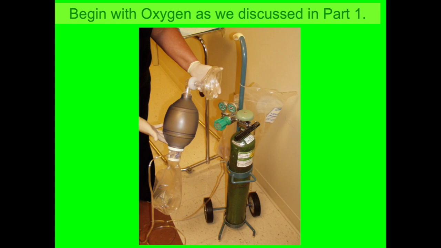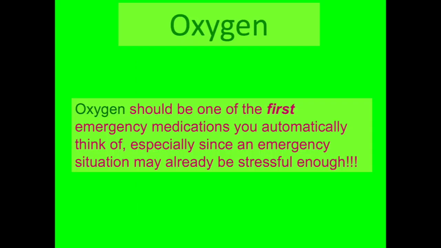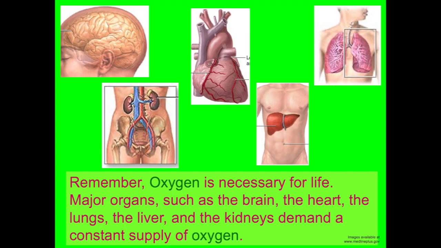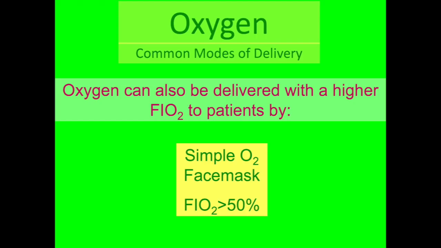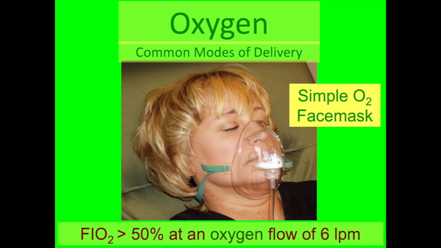So one of the first drugs, not covered in this part, but we talked about in part 1, is to give the patient a ton of oxygen. It should be one of the first drugs you think of. Again, as we're not covering it in this section, but you got it in part 1, so we can get oxygen to all the vital organs. I would use a simple O2 face mask. It's going to give enough FiO2 to get the patient oxygen just as quickly as possible. Remember, it's going to create an FiO2 that's probably 50% or greater at 6 liters per minute of oxygen flow.